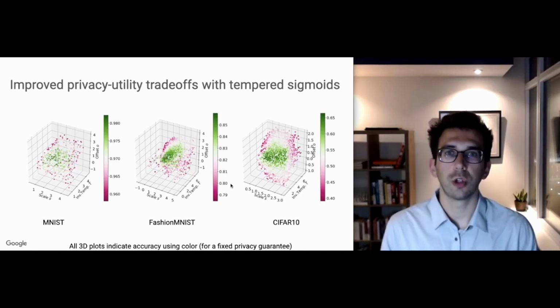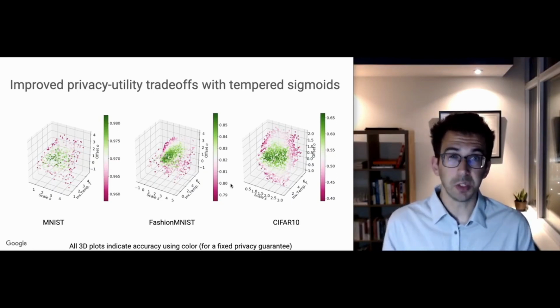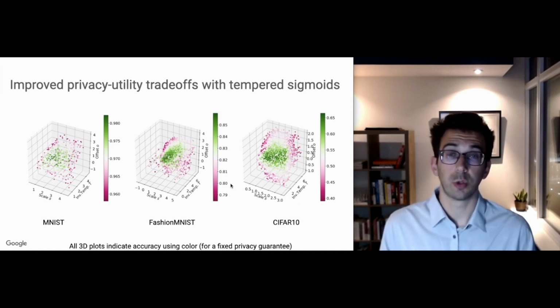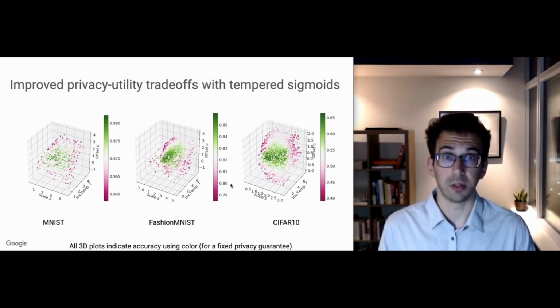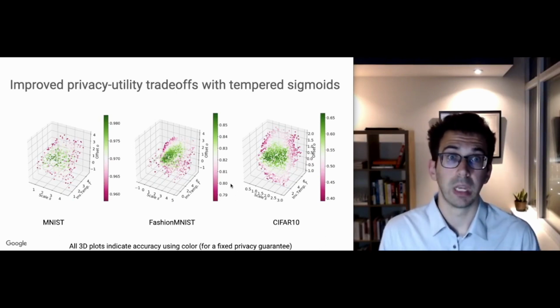If you take a closer look at this figure, it appears clearly that there is a subset of the tempered sigmoids that perform best when learning with privacy. And these form a cluster of points which result in models with higher test accuracy. So that means points that are closer to being dark green.